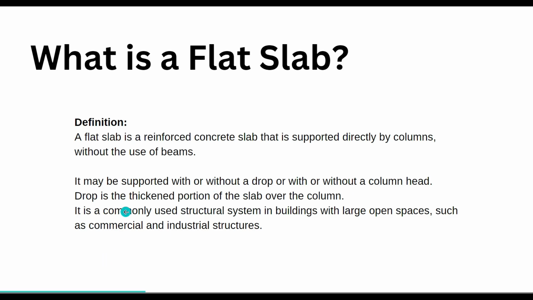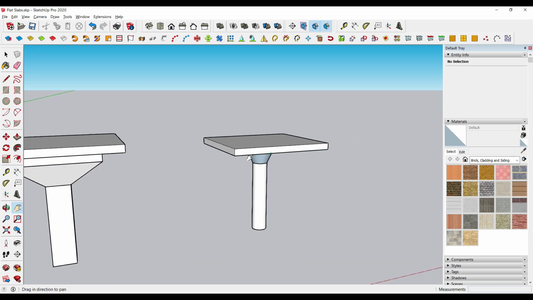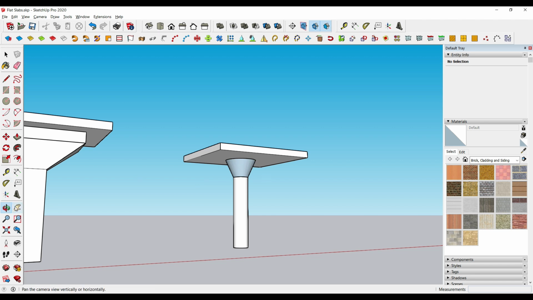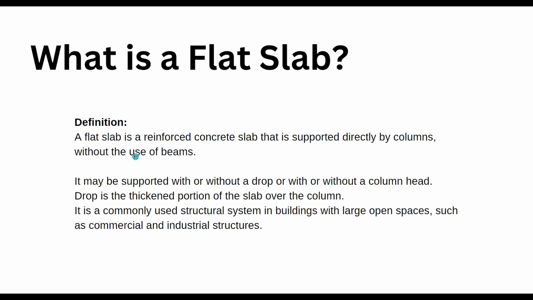The very first condition was that it doesn't have any beam. The second was it is supported with or without a drop or a column head. Now what is a column head? I have created an image for that also here. So this is a column head, or it can be like this also, column head, this portion. So basically, what is a flat slab? A flat slab is a system that is directly supported by columns and it doesn't have any beam in the picture. The second thing is it can have a drop or a column head or both also, no problem with that.